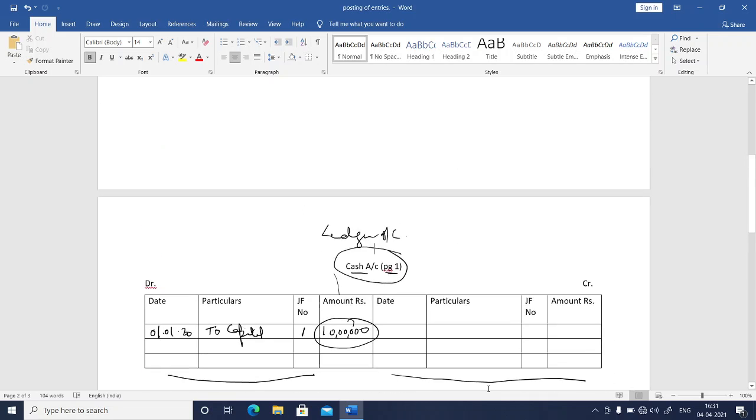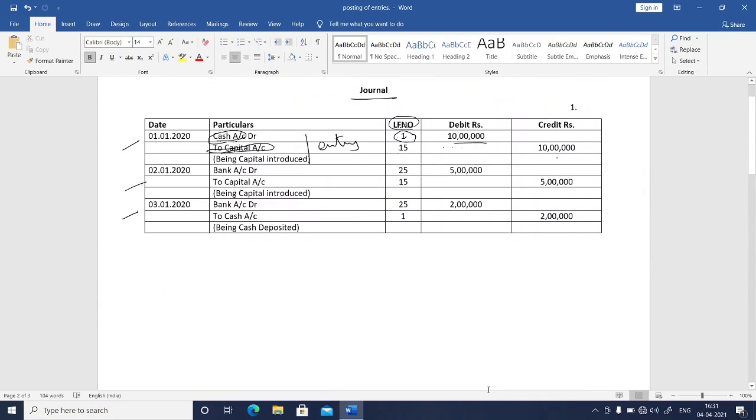So how do I write the logic? The logic is: in cash account, go to the debit side, write 'to capital' 10 lakhs. Go to capital account, write 10 lakhs on the credit side and write 'by cash'. This is how we prepare the ledger accounts. Now go to the next journal entry.